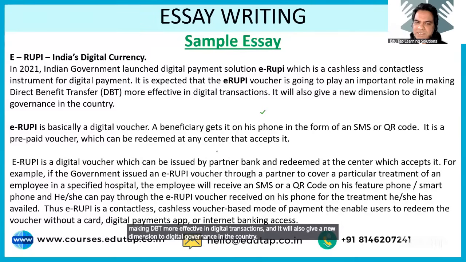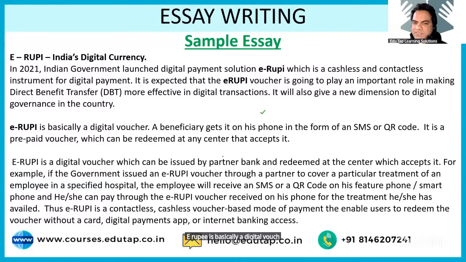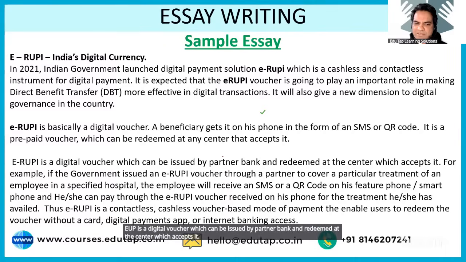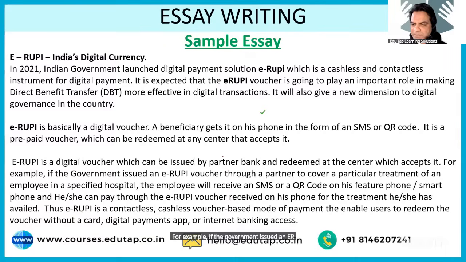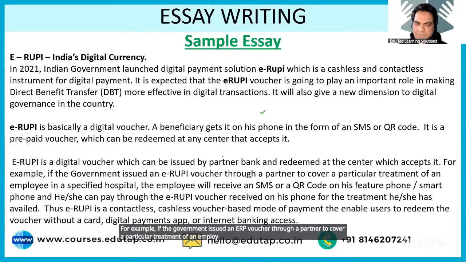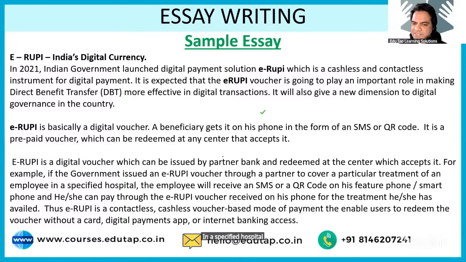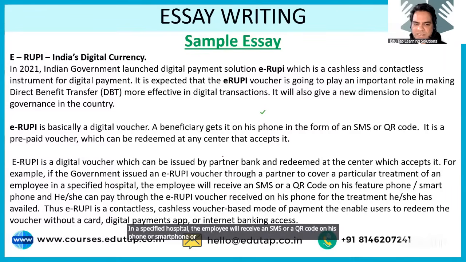E-rupee is basically a digital voucher. A beneficiary gets it on his phone in the form of an SMS or QR code. It's a prepaid voucher which can be redeemed at any center that accepts it. E-rupee is a digital voucher which can be issued by a partner bank and redeemed at the center which accepts it. For example, if the government issued an e-rupee voucher through a partner to cover a particular treatment of an employee in a specified hospital, the employee will receive an SMS or a QR code on his smartphone or a feature phone, and he or she can pay through the e-rupee voucher received on the phone for the treatment he or she has availed.